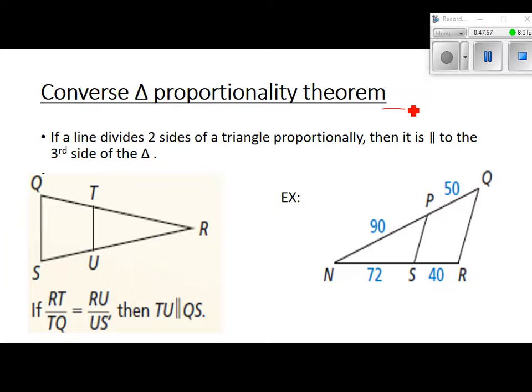All right, write this one down, the converse of that. So this time, instead of not knowing all the parts, we're going to know all those parts. And what are we going to be able to say about these two segments right here if those parts are proportional? What are you going to know about those two lines or those two segments? That they're what to each other?